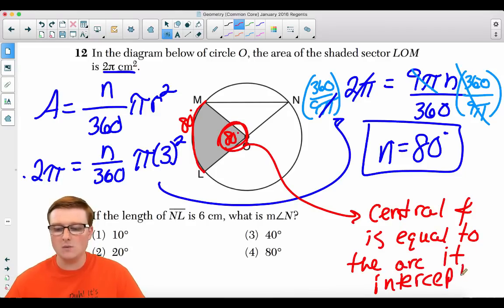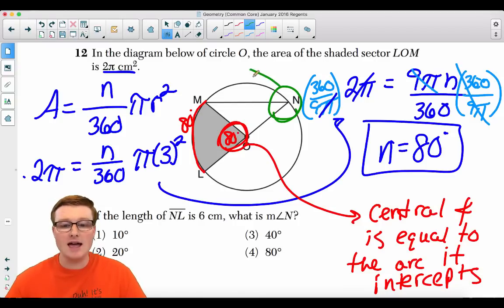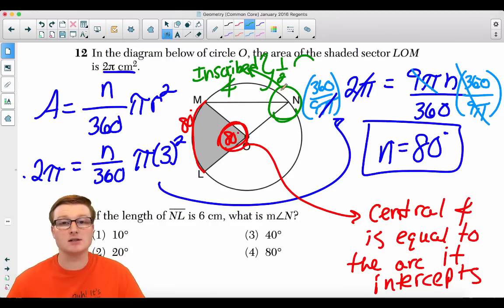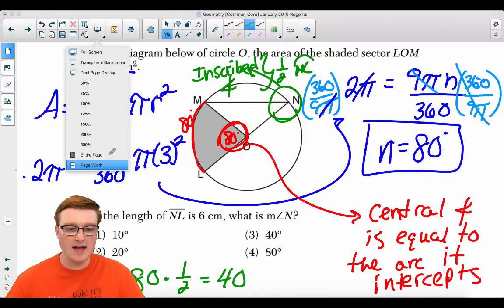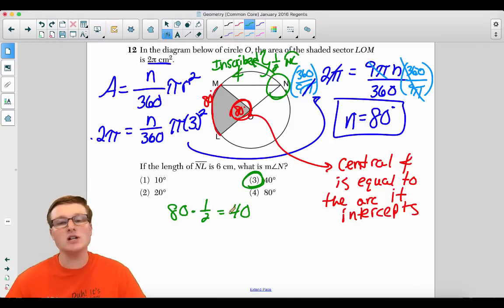Okay? So let's take a look now at angle N. Angle N is called an inscribed angle. And an inscribed angle is 1/2 the arc it intercepts. In this case, it's arc ML. So if this is 80 degrees, we take 1/2 of 80 and we get 40. So the measure of angle N is 40 degrees, which is choice 3.